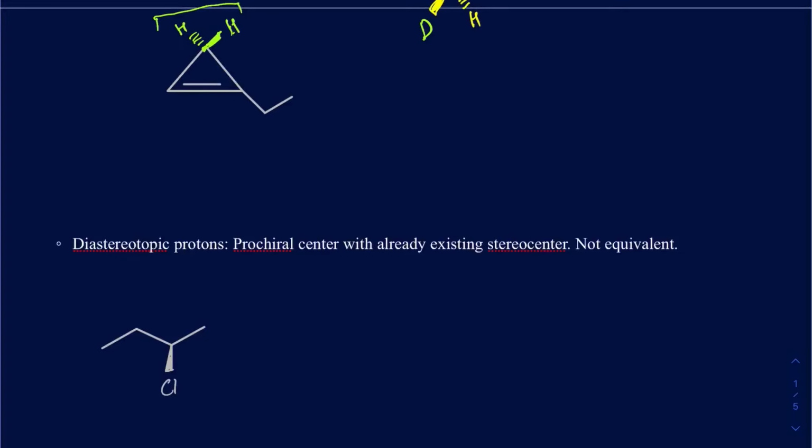Do you have any other proton here that could be counted as an enantiotopic proton? Well, the answer is yes. If you look at these protons right there, those are also going to be your enantiotopic protons because there is a prochiral center, and when I replace those hydrogens with the deuterium one by one, you're going to be getting the enantiomers. So since you're going to be getting the enantiomers, those two are also going to be your enantiotopic protons.